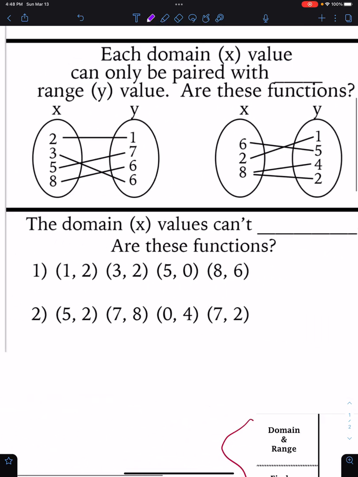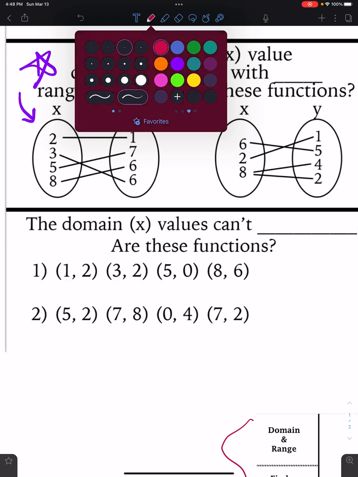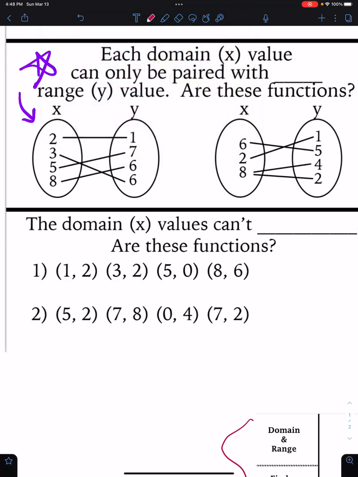So this right here is called mapping, where you see these diagrams. So remember what we said up above, that each x value can only be paired with one y value. So basically it means that this 2 goes with the 1, and really that is on a graph the point 2, 1, right?